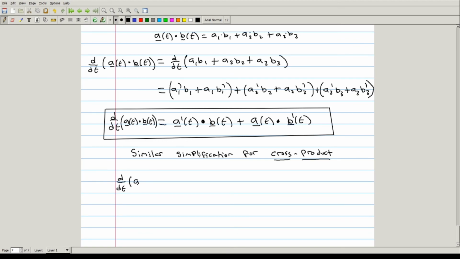Namely the product rule: if you take the vector function a of t, and you take the vector cross product with the vector function b of t, this will be the same as the derivative of a of t cross product with b of t, plus a of t cross product with the derivative of b of t.